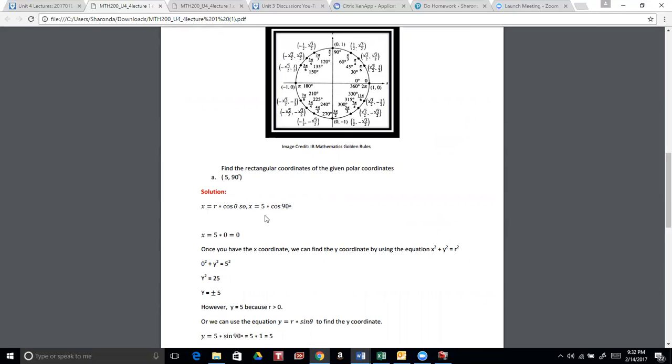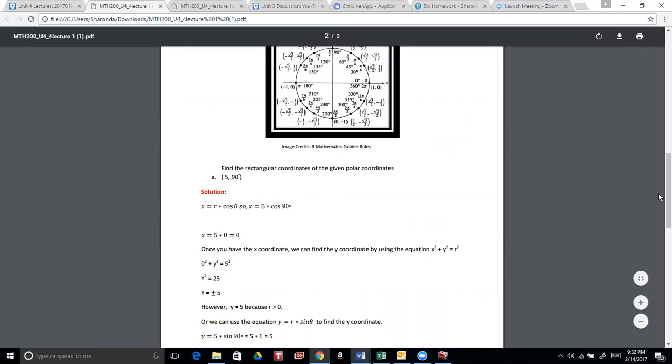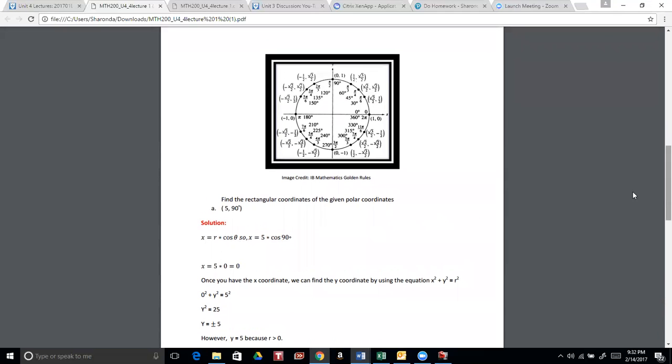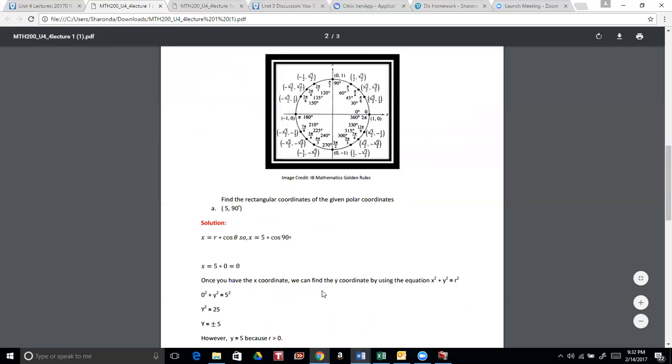So x is equal to 5 times cosine of 90 degrees. You can use your calculator, just make sure it's in degree mode, or look at the unit circle. The value of cosine of 90 is 0, so the x coordinate would be 0. Once you have the x coordinate, we can find the y coordinate using the equation x squared plus y squared equals r squared, because we have x and r, we just don't have y.